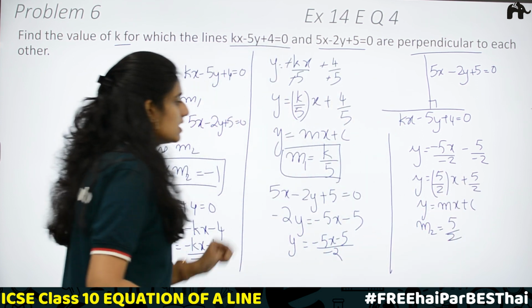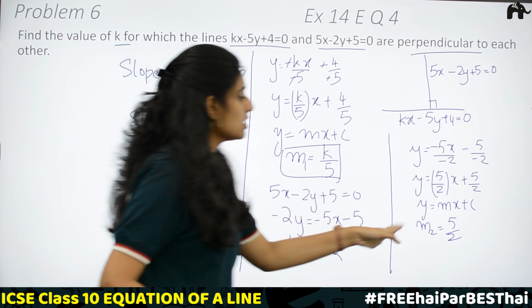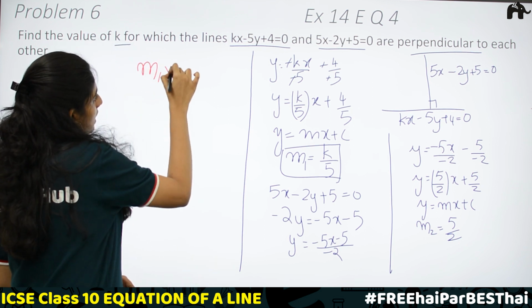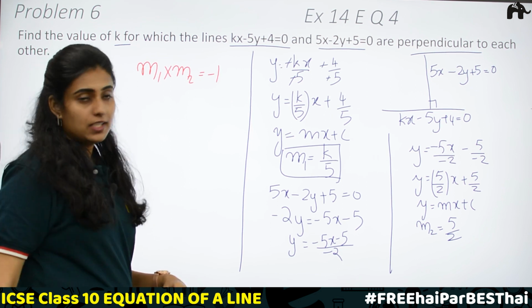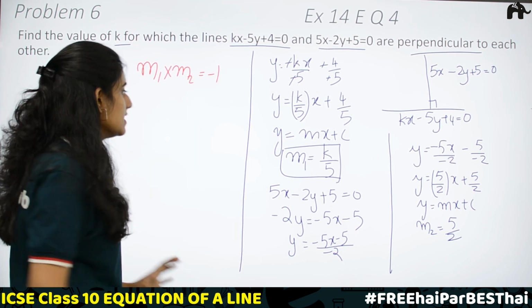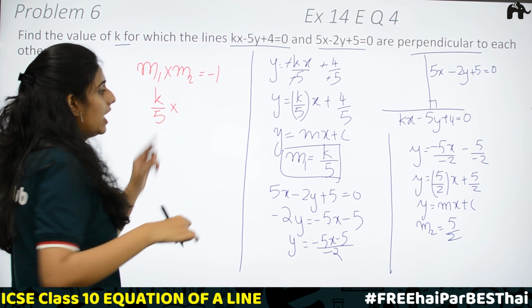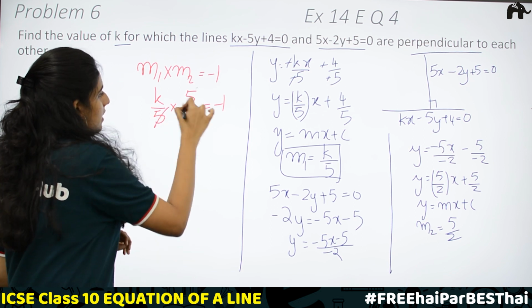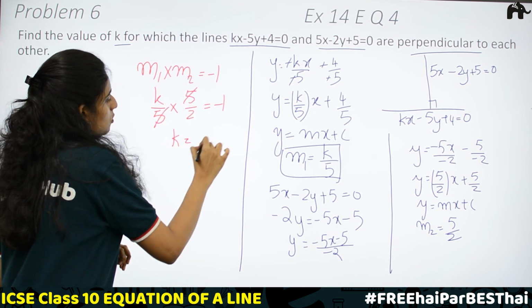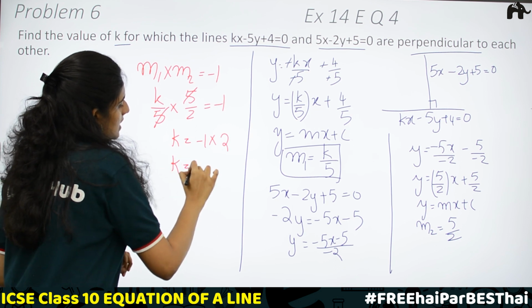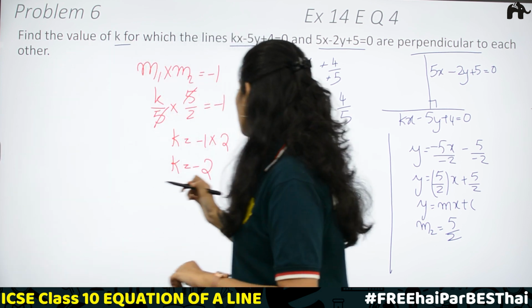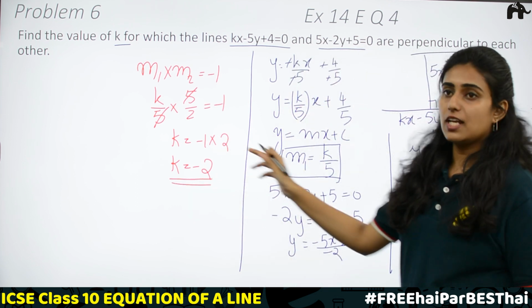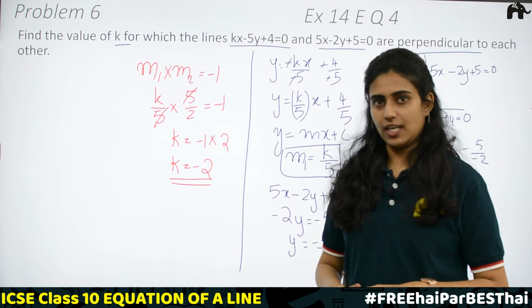So we got m1, the slope of the first line, and m2, the slope of the second line. When lines are perpendicular, the product of slopes m1 into m2 will be equal to minus 1. Putting m1 and m2 values, m1 is k by 5 into m2 is 5 by 2 is equal to minus 1. 5 and 5 can be cancelled. We have k is equal to minus 1 into 2. Therefore, the value of k is minus 2. Minus 1 into 2 is minus 2. k is equal to minus 2. We are asked to find the value of k. We got the value of k.